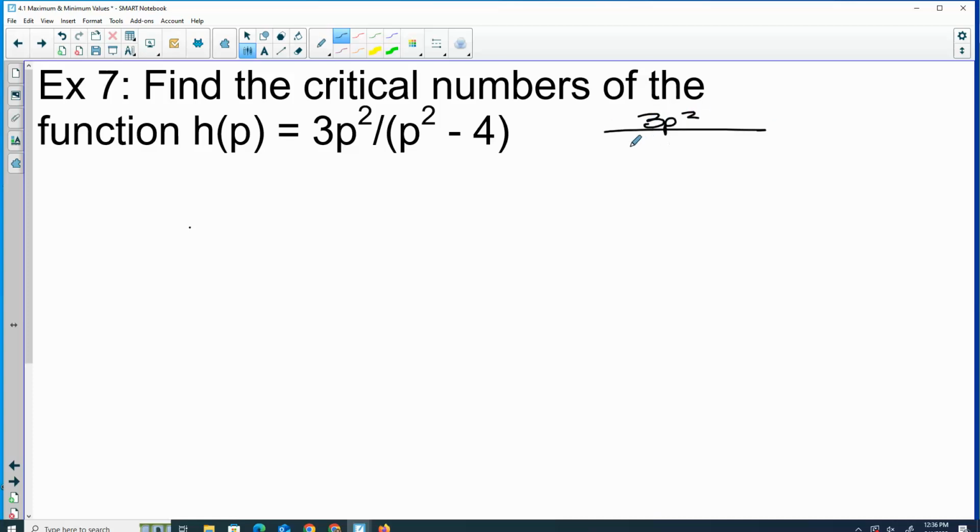You could factor out the denominator. Will that make it easier to do the derivative? No, because it doesn't all cancel. So let's just keep it as it is. I think it would make it hard. What would I have to do here?